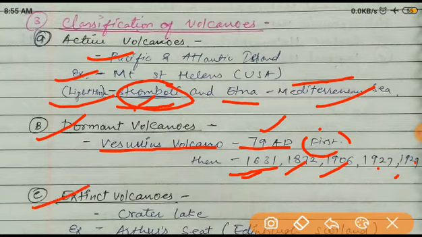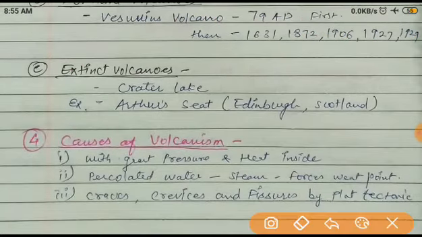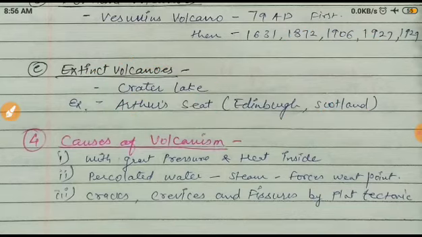And the last one is the extinct volcano. In the extinct volcano, there is no such chance, and that's why this forms a crater lake. I already explained what the crater lake is. Why is it a crater lake? Because it forms this structure and there is no ejecting, so it is completely silent. And when the water is filled, it forms a lake structure. That's why it is called the crater lake. Examples are Arthur's Seat, which is in Edinburgh, in Scotland. I hope this is also clear.